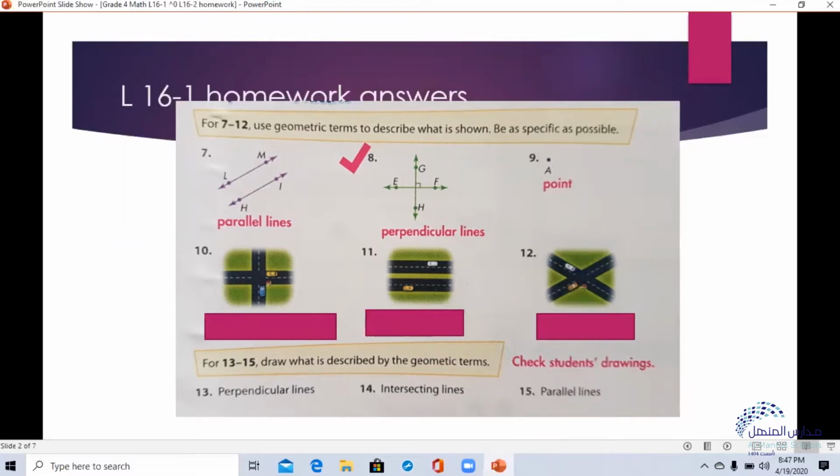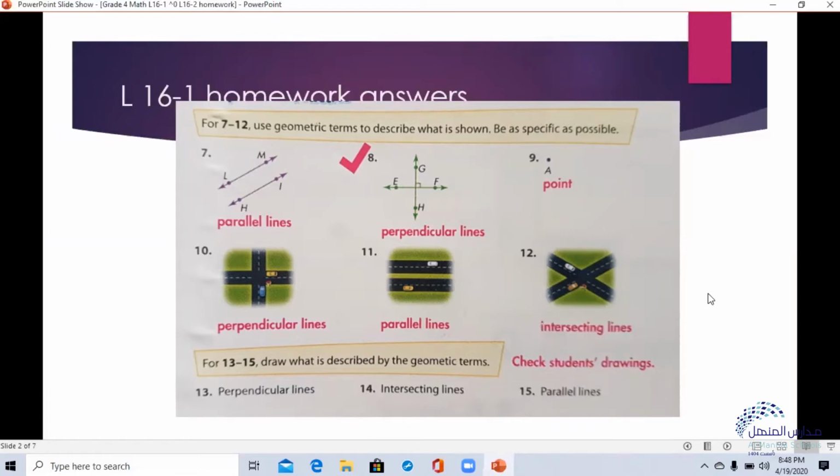Question number 10. Look at the roads. The roads look like question number 8, which means they are perpendicular lines. Question number 11. These two roads run next to each other, which means they are parallel lines. And if we look at these roads here, they do not have a 90-degree crossing, but they do cross one another, which means these are intersecting lines.